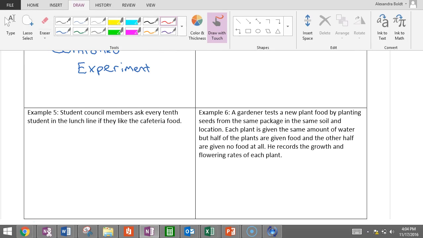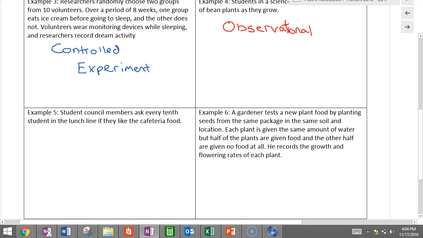Example 5. Student council members ask every 10th student in the lunch line if they like the cafeteria food. Right? This is a survey. And this one's nice to see because it also shows you that, hey, we know there's a sampling method too. If they ask every 10th student in the lunch line, that's a type of systematic sampling, right? So they did a systematic sample, and then they did the survey. Okay? So again, it's 2 different things. I can use any of the sampling methods with any of these.